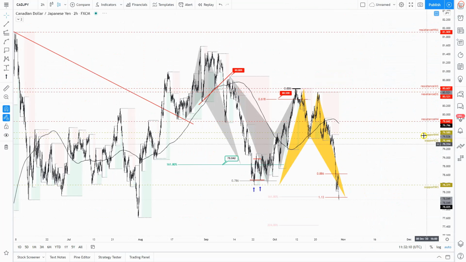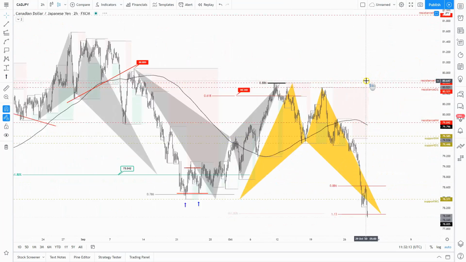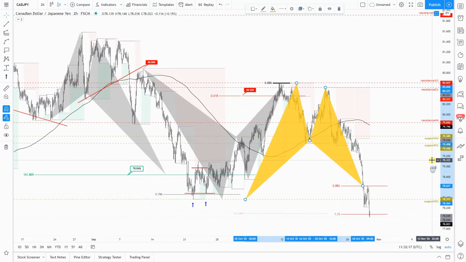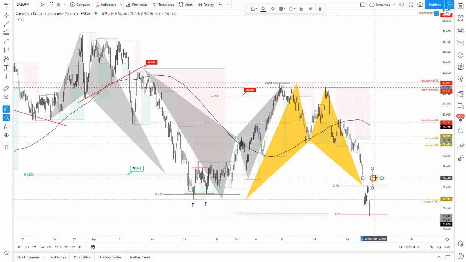CAD versus the yen, also trading the 113% Fibonacci extension. I projected this as a bullish bat pattern at 88% fib. It has been used, it was used as resistance.